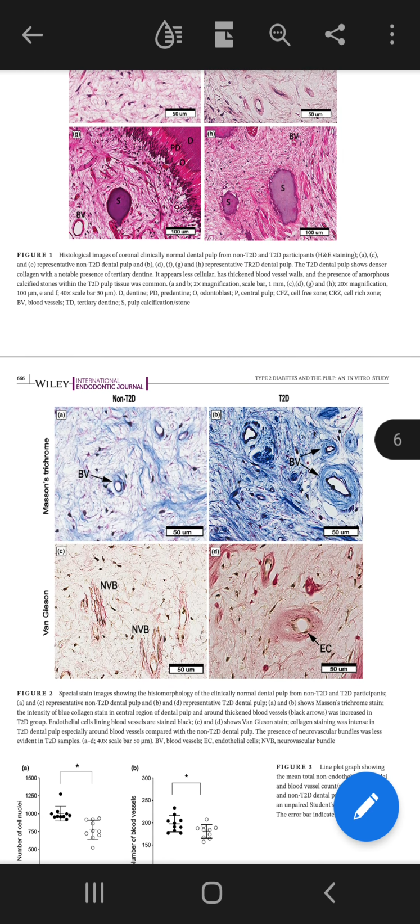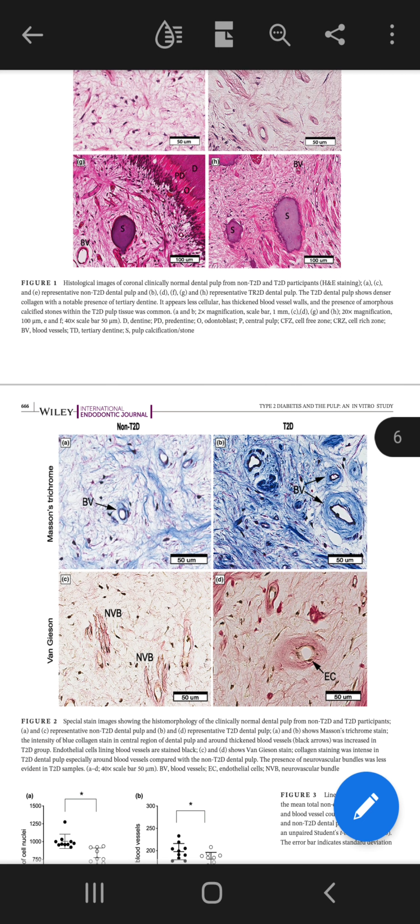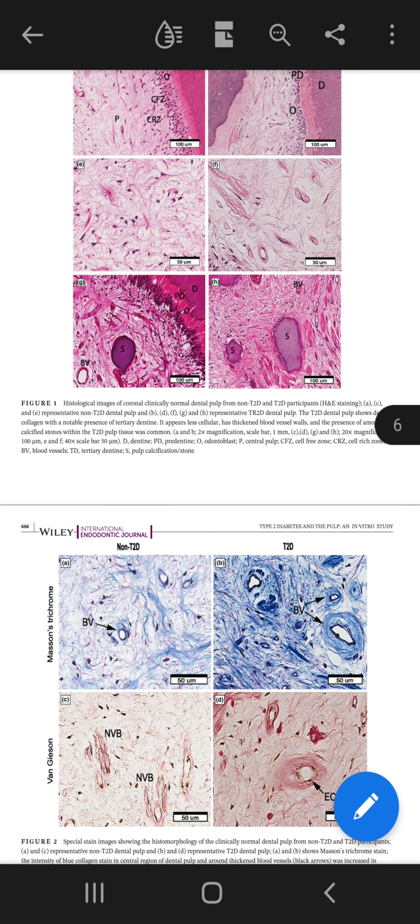So what we can take from this study is whenever we encounter a patient with a systemic disease, type 2 diabetic patient to be specific, treatment modalities might be altered for such patients, and we must take that into our consideration. For example, if a patient presents for vital pulp therapy, we always keep in mind the changes that happen to the pulp, which may actually lead to different results when we compare them to healthy patients.